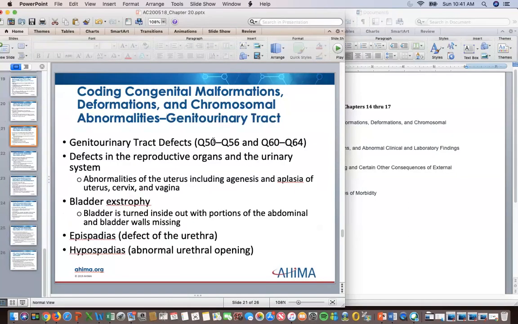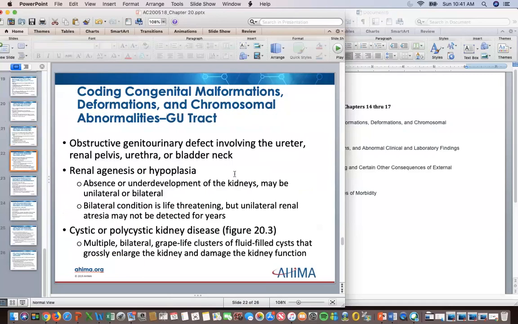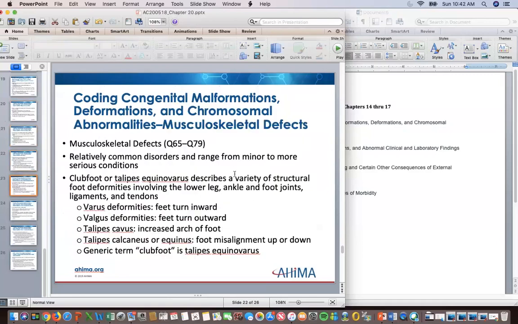Genitourinary tract defects, again, defects in the reproductive organs, bladder issues, epispadias, hypospadias also. Obstruction of the genitourinary tract, we have renal issues also of the kidneys, cystic or polycystic disease, also multiple bilateral grape-like clusters of fluid-filled cysts that will affect the kidney function.